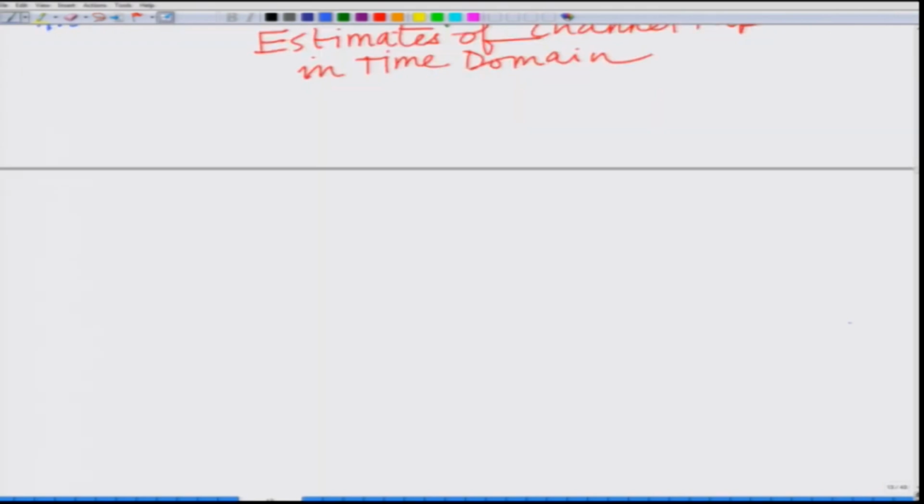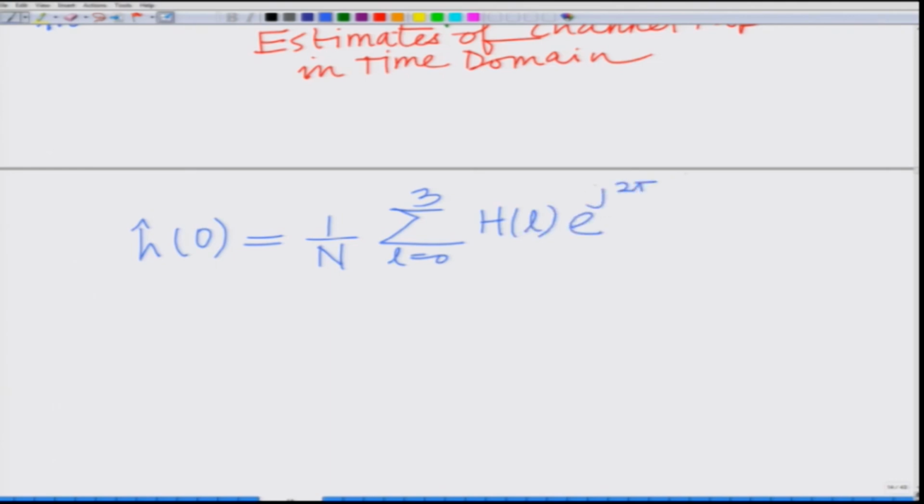So, basically what you have is H hat 0 equals 1 over n summation L equal to 0 to 3 H of L e power j 2 pi k L divided by n. Now, this corresponds to k equal to 0. So, substituting 0 into 0 times L divided by n, of course, this is 1. So, again substituting n equal to 4.